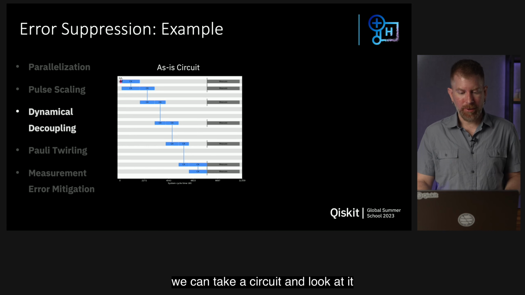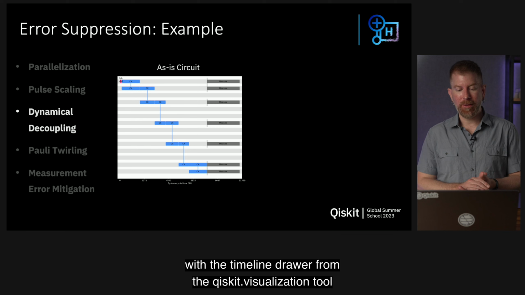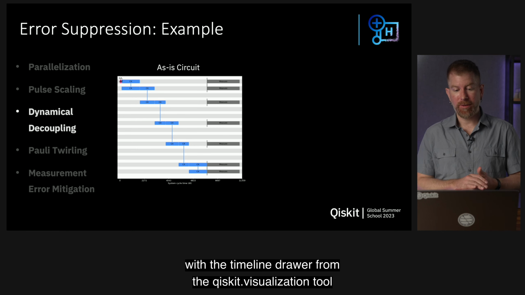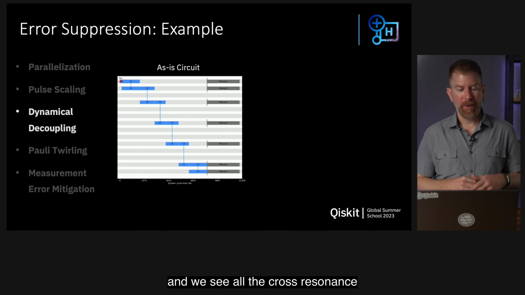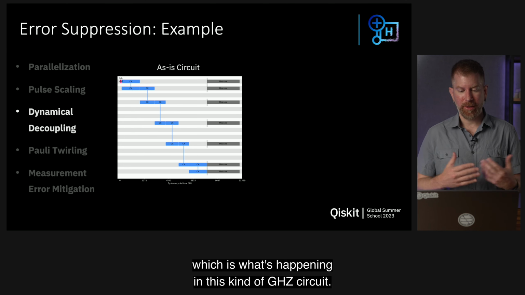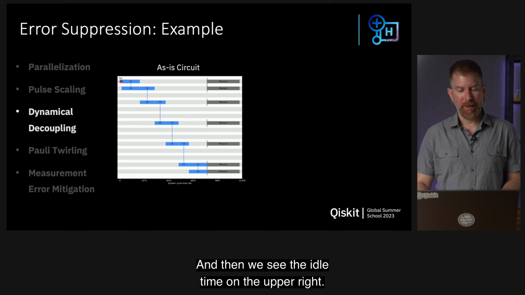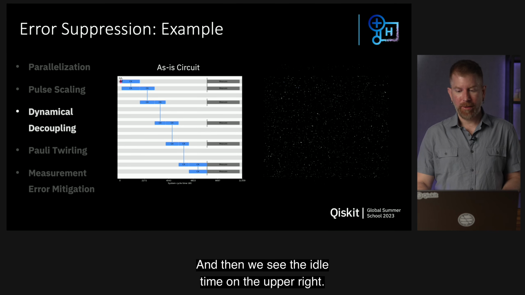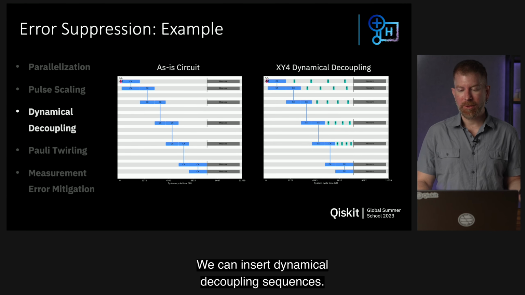So as an example, we can take a circuit and look at it with the timeline drawer from the Qiskit.visualization tool, and we see all the cross resonance, which is the longer operation, which is what's happening in this kind of GHZ circuit, and then we see the idle time on the upper right. We can insert dynamical decoupling sequences.